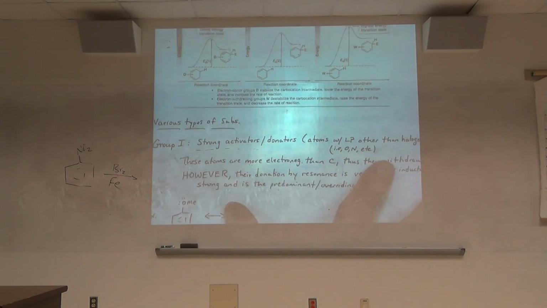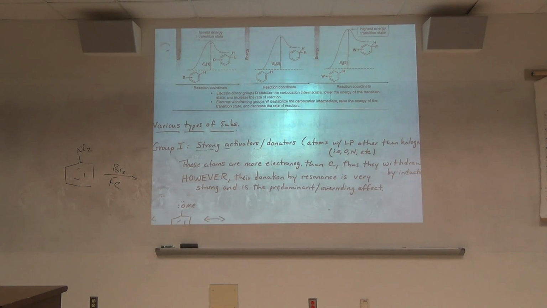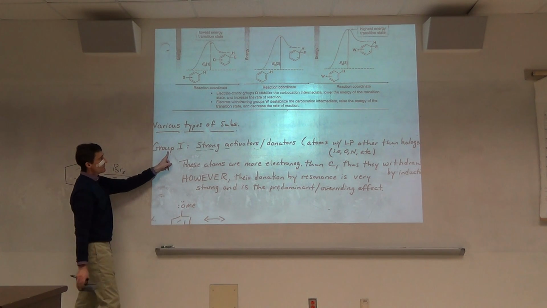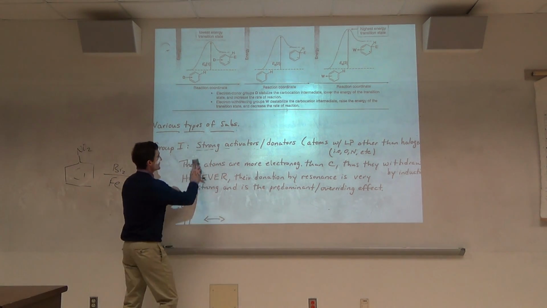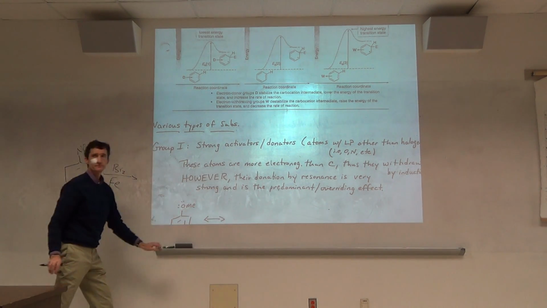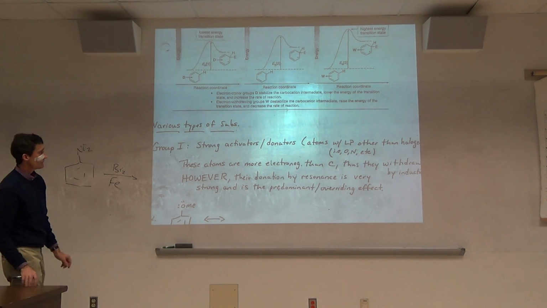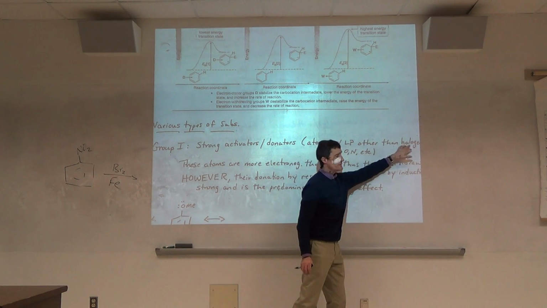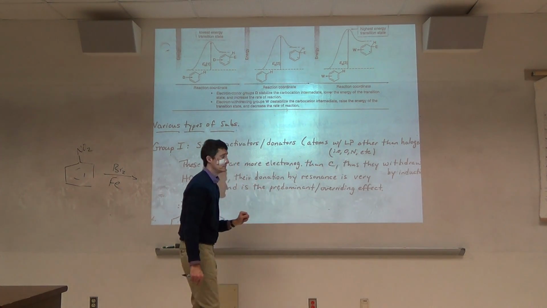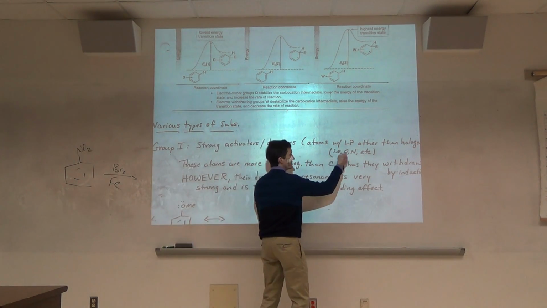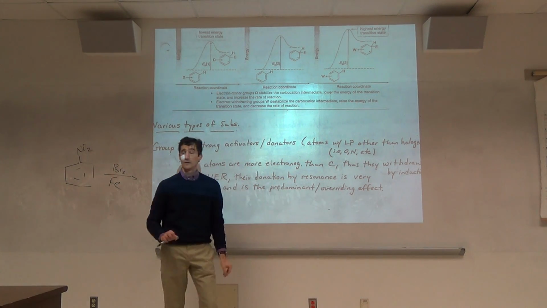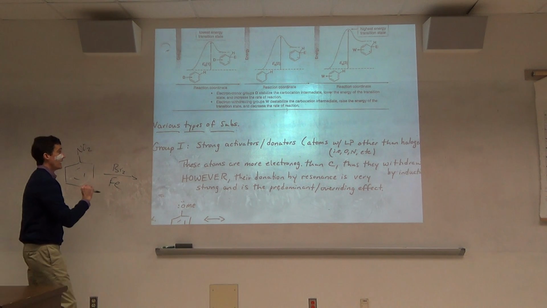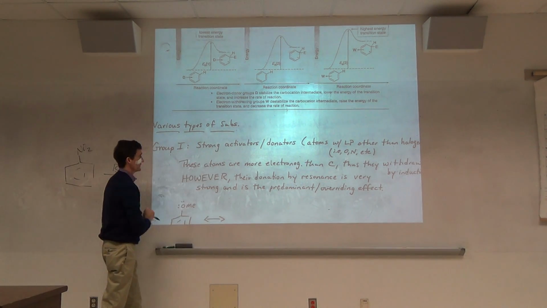Now, I divide my groups up into groups 1 through 4. The book maybe does it a little bit differently. My group 1 is going to be strong activators or donators. These are going to be atoms with a lone pair other than halogen, for example, oxygen, nitrogen, etc., as long as the nitrogen has a lone pair. These are going to be strong activators.